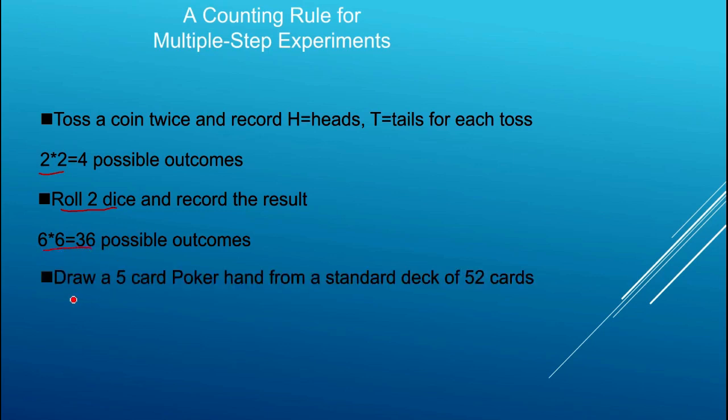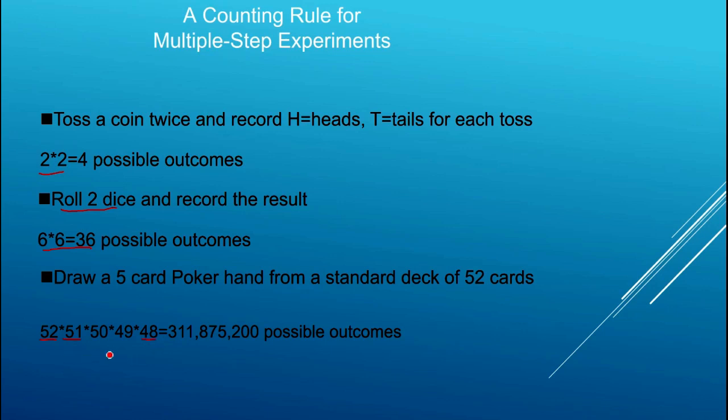Here's a more complicated example. Suppose we draw a 5-card poker hand from a standard deck of 52 cards. The question is, how many different ways are there to draw 5 cards? The answer, according to our multi-step counting rule, is that we can draw the first card in 52 ways, because there are 52 cards. Now, we're not going to replace the card after we have drawn it, so when we draw the second card, there will be 51 ways to draw it, etc., all the way down to the 5th card, and there will be 48 ways to draw the 5th card.